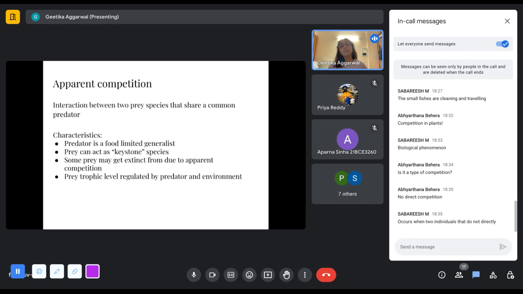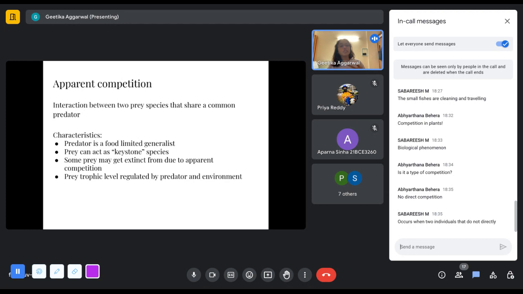Second, the prey here can act as a keystone species. You call some species a keystone species if the impact that it has on the ecosystem around it is much greater than its own numbers in that ecosystem. So say a species is small in number itself, but the impact it is having is much greater than that.